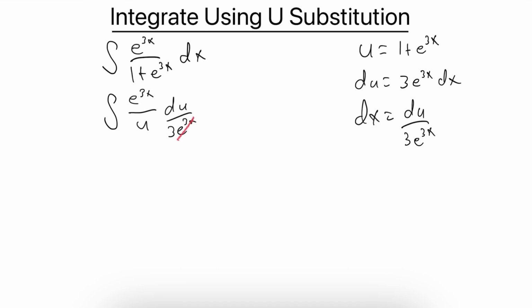So our e raised to the power of 3x is going to cancel out, and we're going to move our 1/3 out front. So we have 1 over 3 times the integral of 1 over u du. So the antiderivative of 1 over u is 1/3 the natural log of u plus c.